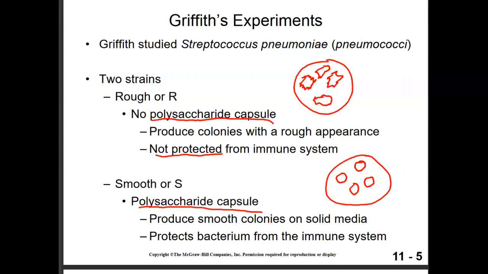Let me try describing that again. I'm jumping ahead of myself. With the rough strain, you have colonies that look rough, and because they do not have a polysaccharide capsule, the bacteria are easy to kill by our immune systems. The smooth have that jelly coating, and the jelly coating protects the bacteria from a human's immune system. So we say that the smooth are deadly.